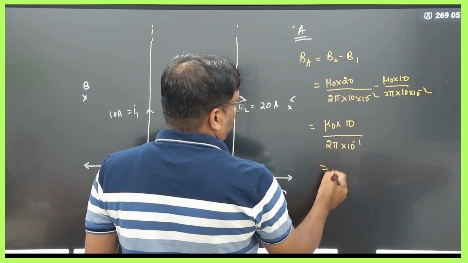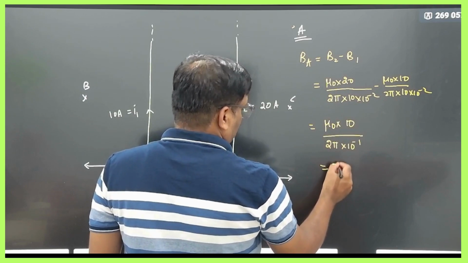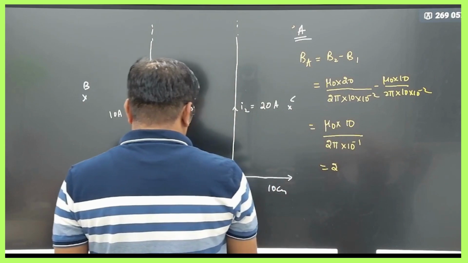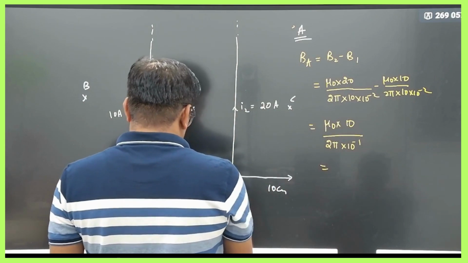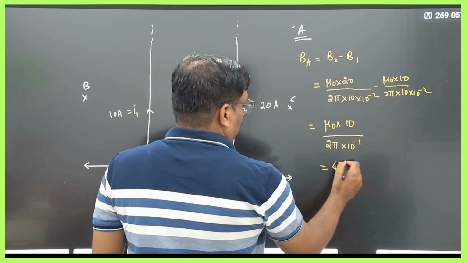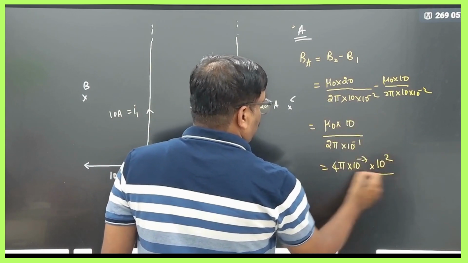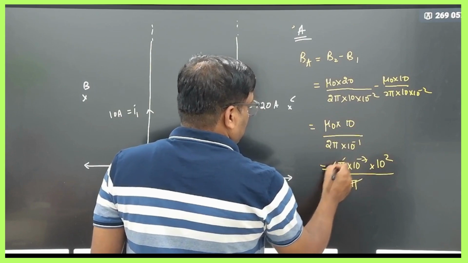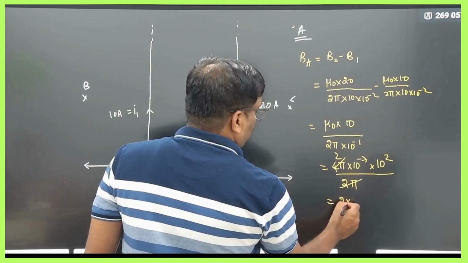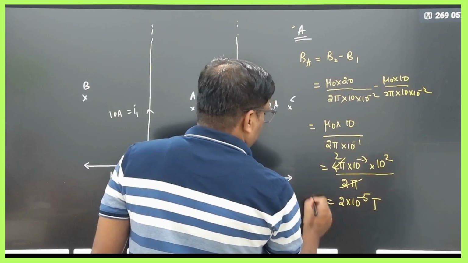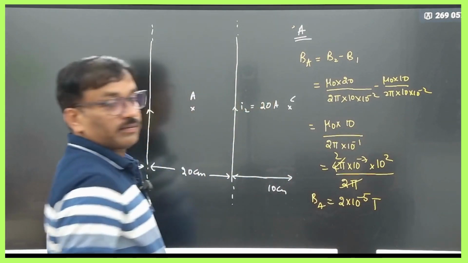So mu naught by 2 pi is nothing but 2. I mean, what is the mu naught value now? You can rewrite it as 4 pi into 10 to the power of minus 7. This I am taking here now, 10 to the power of 2 divided by 2 pi, gets cancelled out. It is 2. So 2 into 10 to the power of minus 5 Tesla. This is your magnetic field at A.